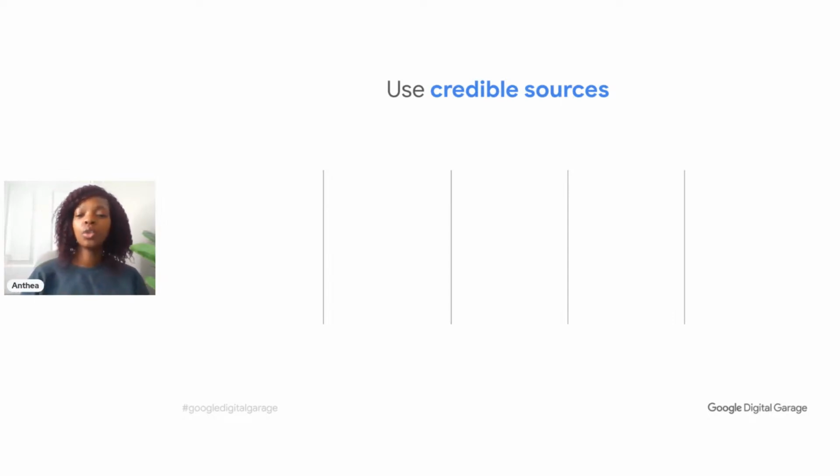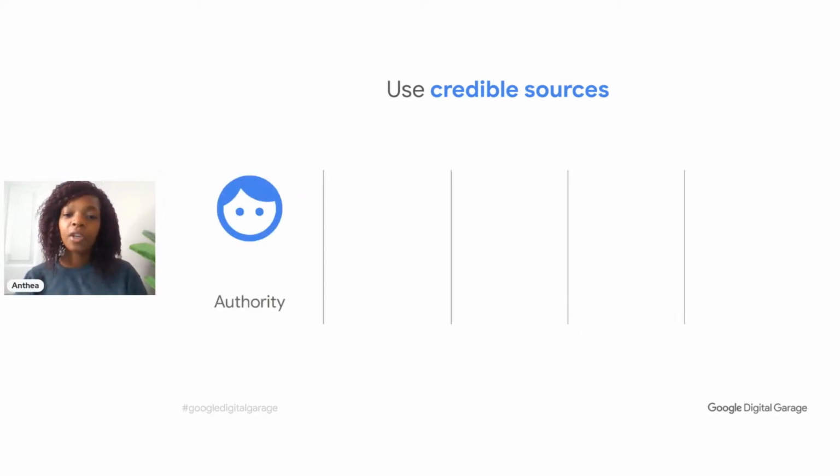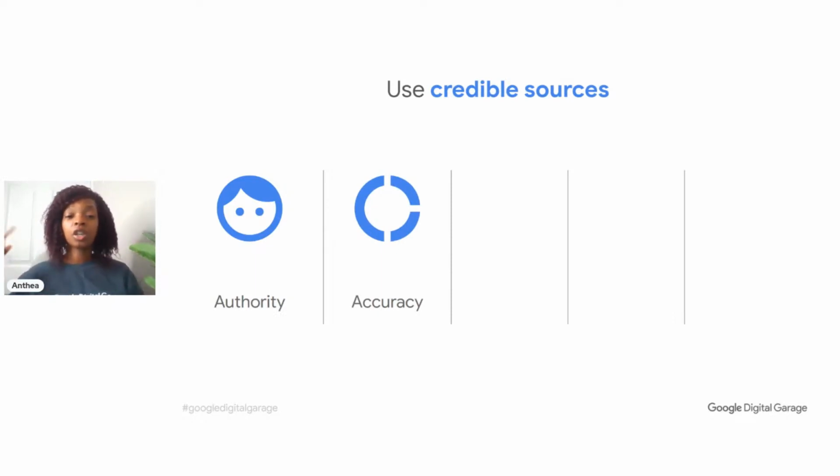So here's a few things that you can look for to determine if a source is credible. Firstly is around the authority. Is the author an expert on this topic? Do they have any credentials or experience that would make them an authority on that subject? What about the accuracy of it? Is the information accurate? Can you find other sources that corroborate the information, or is this one piece of truth where everything else is saying that it's a lie?